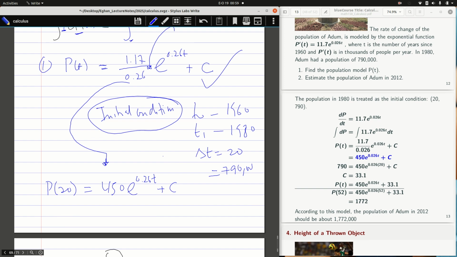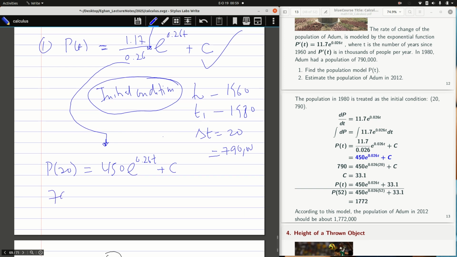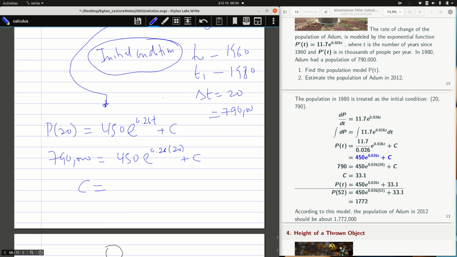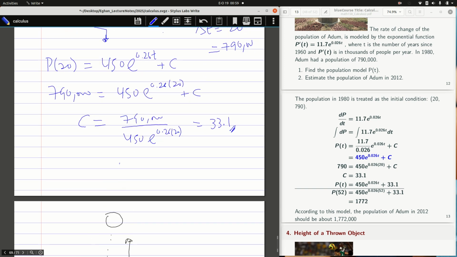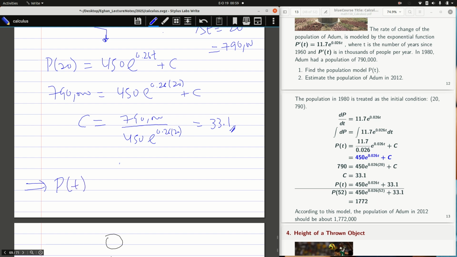So p(20) was 790,000 is equal to 450 exponential 0.26 times 20 plus c, and I can simply find c by saying c is equal to whatever I have here over my 450 exponential 0.26 times 20, and that should give me 33.1. There's no unit to this. By applying the initial condition, I can now find c. This means that my population model is actually 450 exponential 0.26t plus the c, which is now 33.1, and this is the right model.